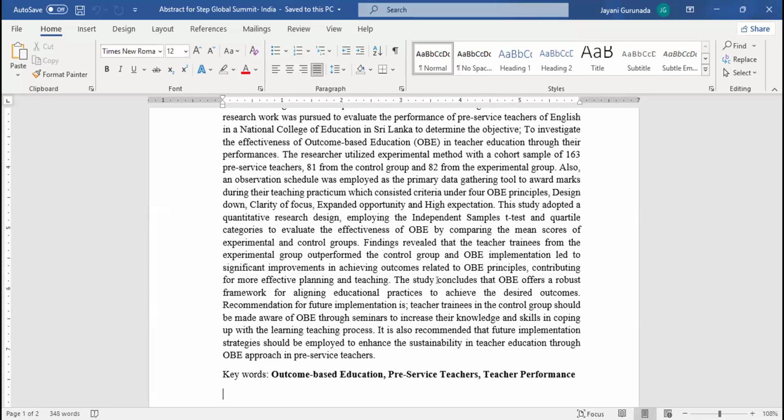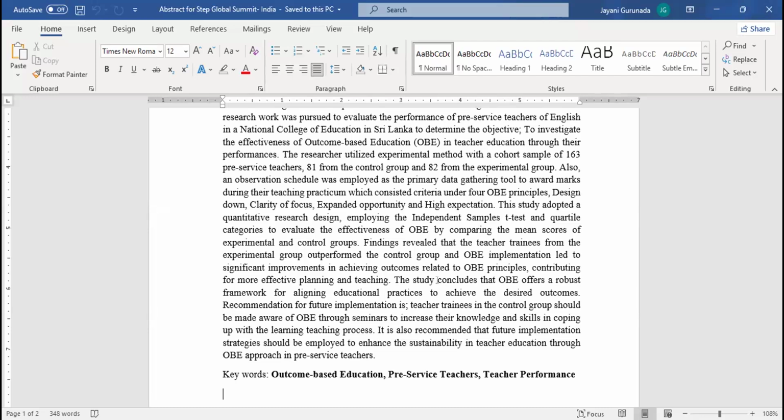The study concludes that the findings can be... what was found from the results. That is the findings part. Then conclusion. The study concludes that OBE offers a robust framework for aligning educational practices to achieve the desired outcomes.